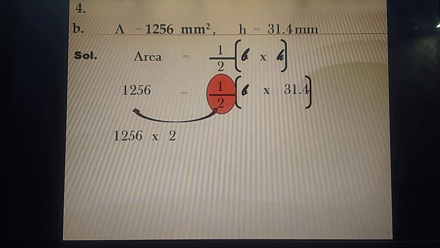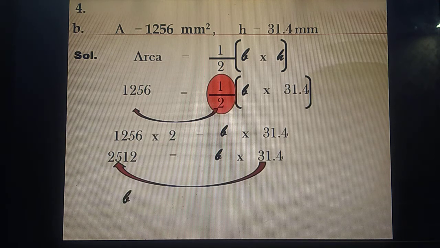We will get 1256 into 2 is equal to b into 31.4. Multiply them, we will get 2512 is equal to b into 31.4. To get the value of b, shift this. We will get b as 2512 upon 31.4. Divide them, the answer is 80 millimeter.